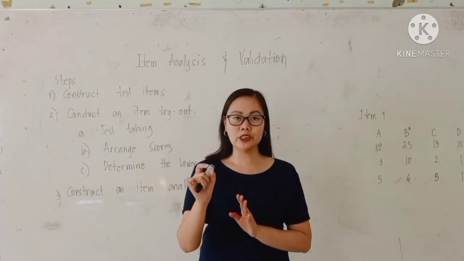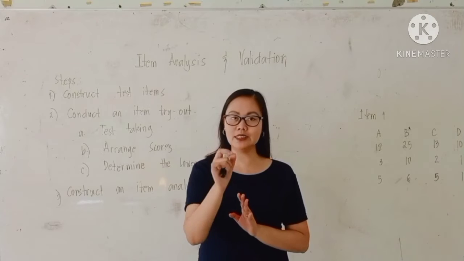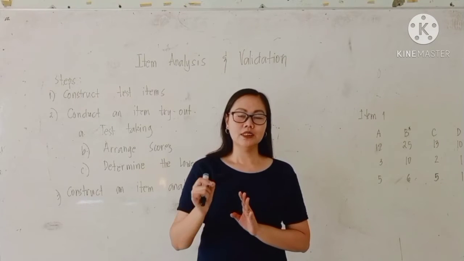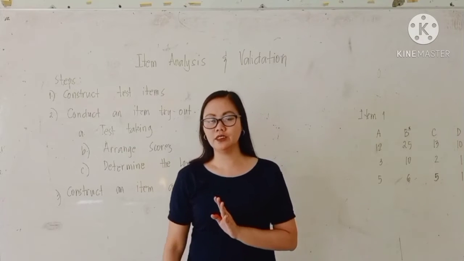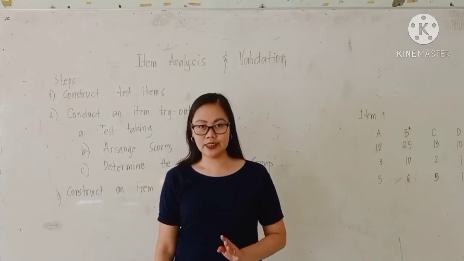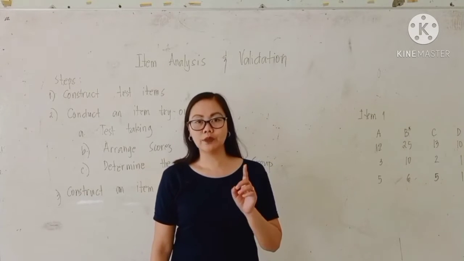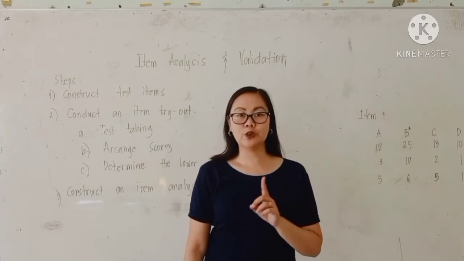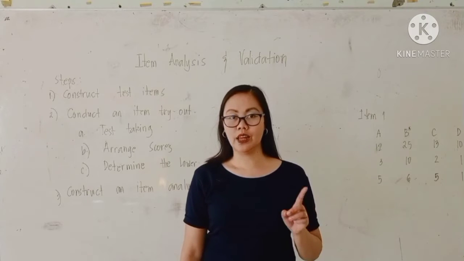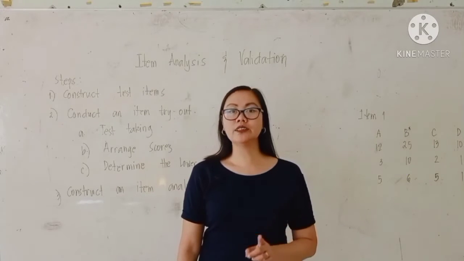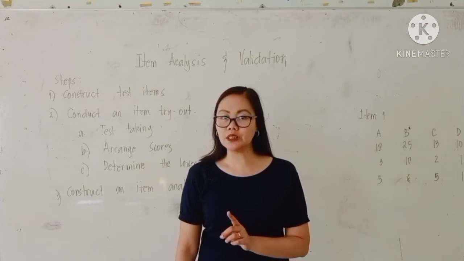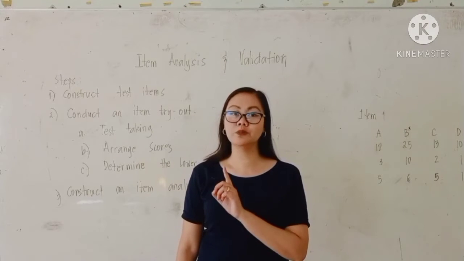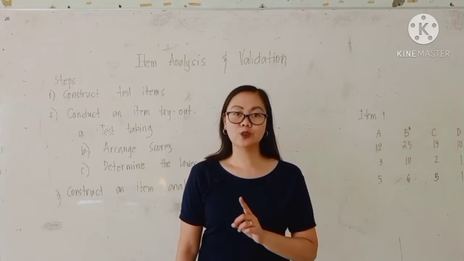What is the rule in constructing test items? Since this is a tryout and you are going to determine the test items which has the right difficulty, the rule is this. Listen carefully. You have to double the number of the test items in your table of specification. I will repeat. In constructing your test item, it should be double the number of what is in the table of specification.